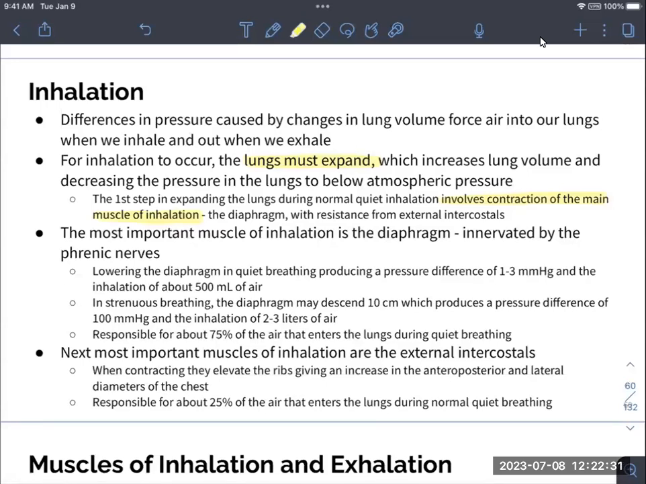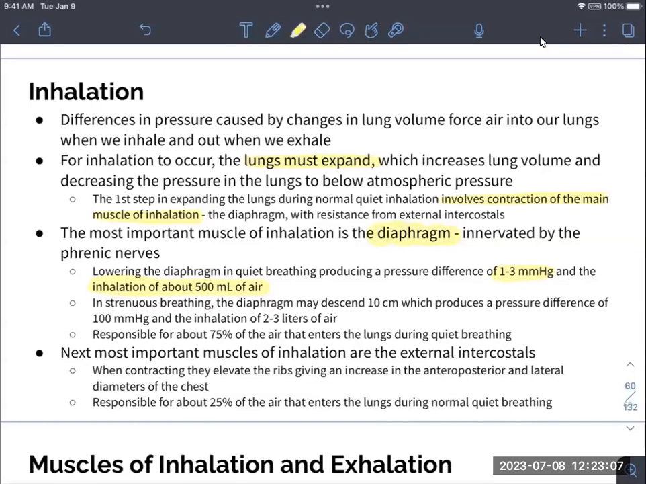That diaphragm, that is the most important muscle, because that gives our lungs the most space to expand by that diaphragm moving down. That changes the pressure inside the lungs by a few millimeters of mercury. And that's enough to actually cause inhalation of about 500 milliliters of air.